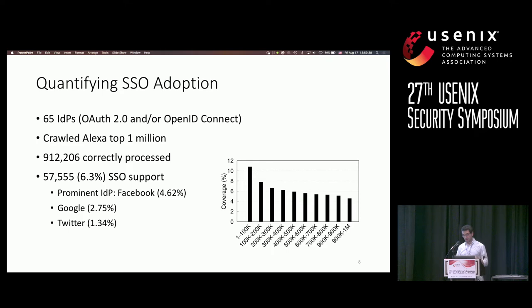However, we have to keep in mind that because websites do not follow a specific approach and implement single sign-on differently, our measurement represents a lower bound of what is actually out there. So it turns out that the single sign-on ecosystem is much more complex than we thought.